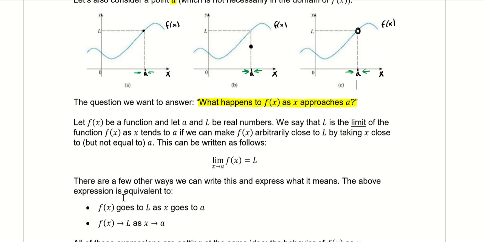So again, let f of x be our function. Let a and this capital L be just real numbers, things that exist. We say that L is the limit of the function as x tends to a if we can make f of x close to L by letting x get close to a. That's a mouthful, right? That's kind of like the textbook definition of a limit. I think it's a lot easier to break it down visually and piece by piece in terms of how you'll usually see this written. In terms of the mathematical expression, you'll usually see something like this.